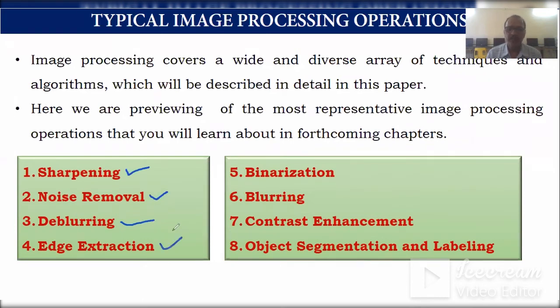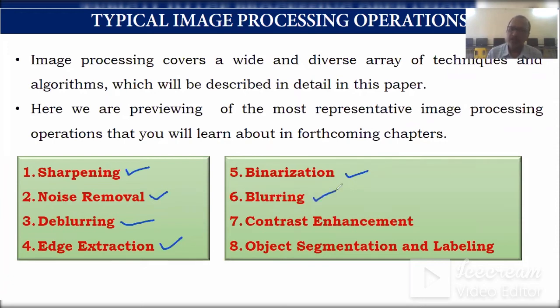Then edge extraction. In object segmentation or in different types of tasks, we can use the edge. We can identify the edges of the object. So the edge extraction technique is important. Binarization: we have to convert our grayscale image into a binary image. So the binarization technique is used. Whenever we have to convert a color image into a binary image, first we have to convert that color image into grayscale, and after that we can convert the grayscale into a binary image.